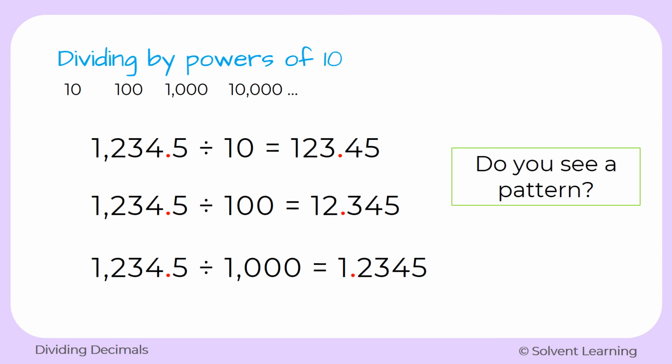Okay, very similar to what we saw when we were multiplying by powers of 10. Except when we multiply by powers of 10, the decimal point was moving to the right. This time when we're dividing, the decimal point's moving to the left. But to figure out how many place values the decimal point will move, you just count how many zeros are in the power of 10 that you're dividing by. So when we divide by 10, 10 has just 1 zero, so the decimal point moved 1 place to the left. Divide by 100, since 100 has 2 zeros, we move 2 places to the left. And that pattern would continue on and on.